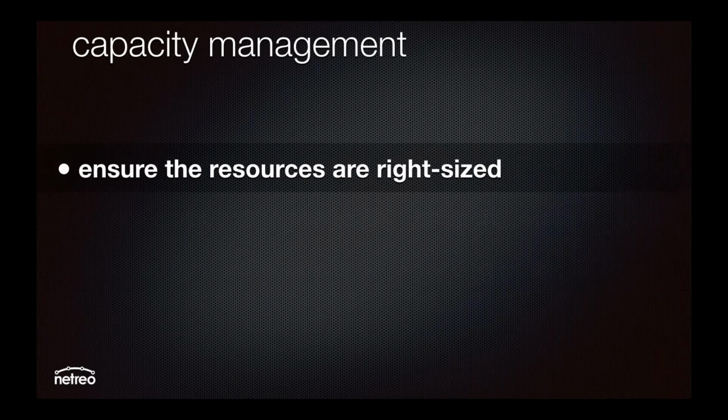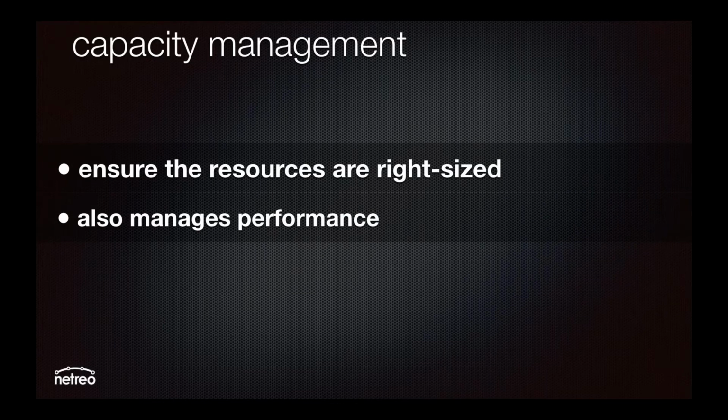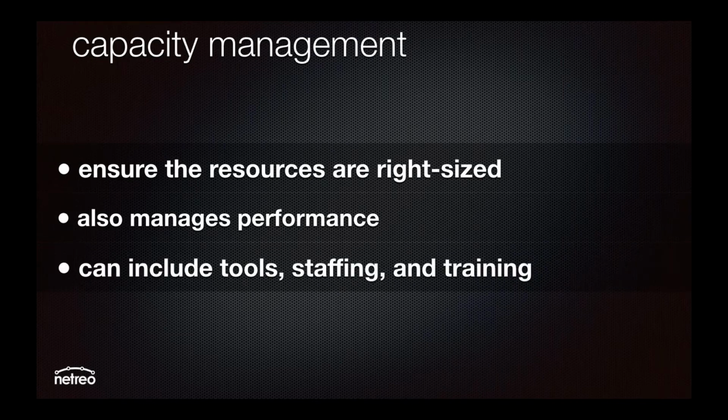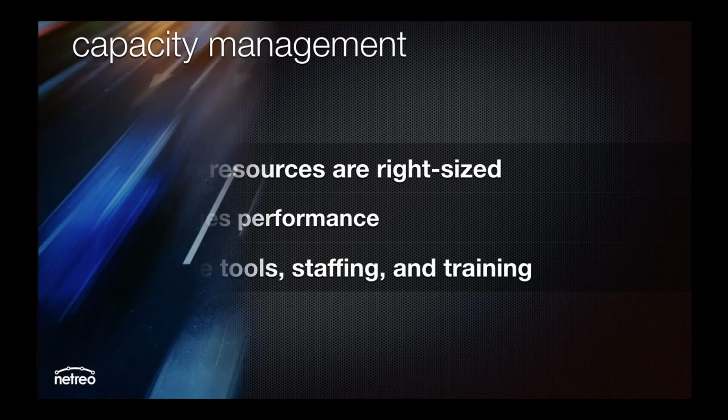The capacity management team includes several related areas, not only bandwidth and network capacity, but also things like workload management, performance management, and that can include things like user experience monitoring and response times. So this team is also responsible for strategic resource management, which can include things like tools, staffing, and even training for technical teams.